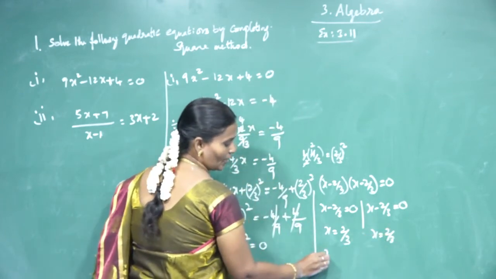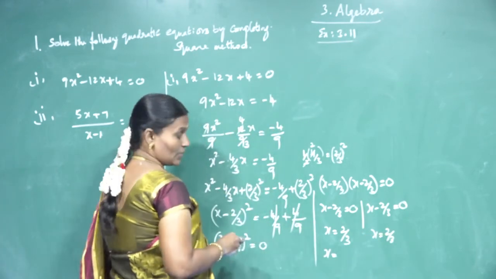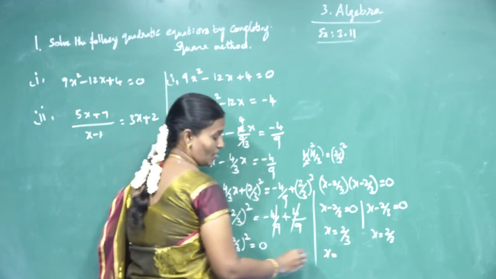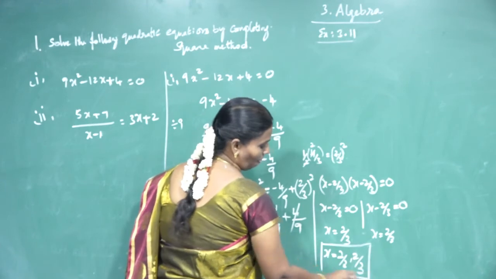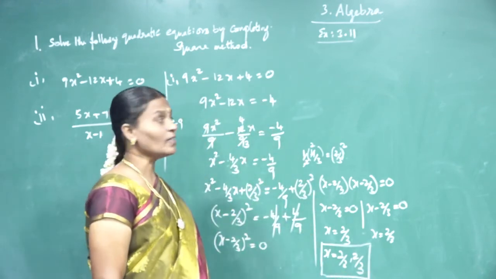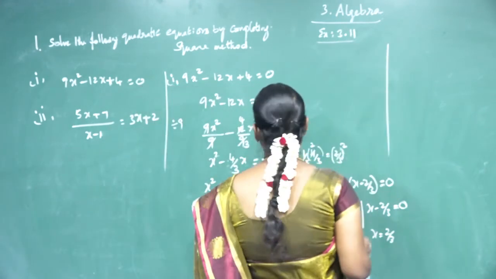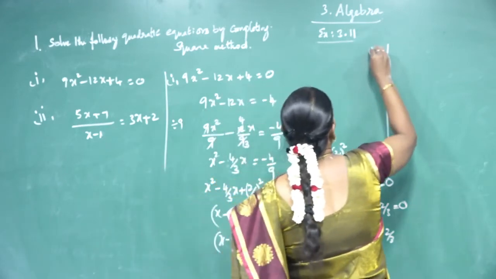So, what are the solutions? The solution of the given quadratic equation is x is equal to 2 by 3 comma 2 by 3. This is the answer. Okay, now we see the second question.